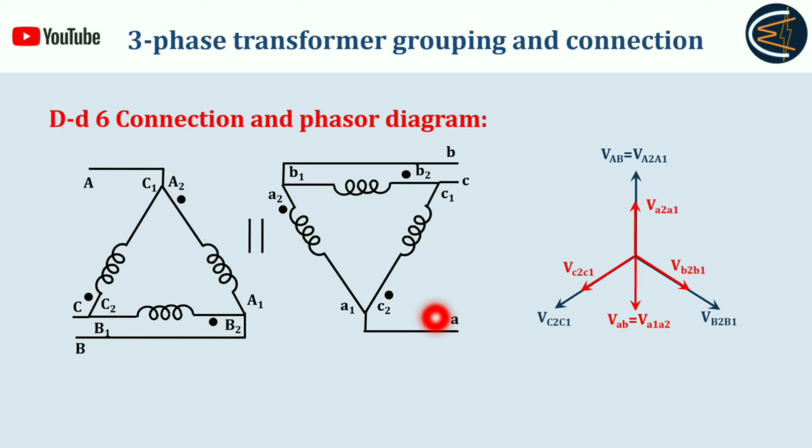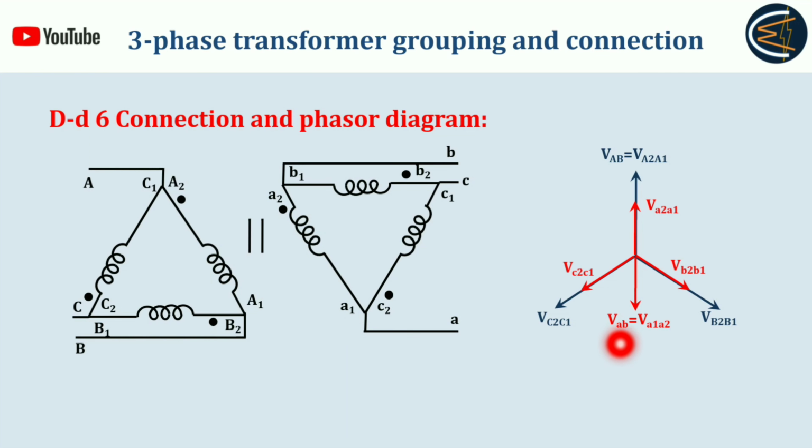VA1A2. See here, V small ab means what? This point and this point. So between these 2 points, what is coming? See, this winding is coming, A1 and A2, this winding is coming. That means the voltage across this winding is nothing but V small ab. That means VA1A2 is nothing but V small ab.